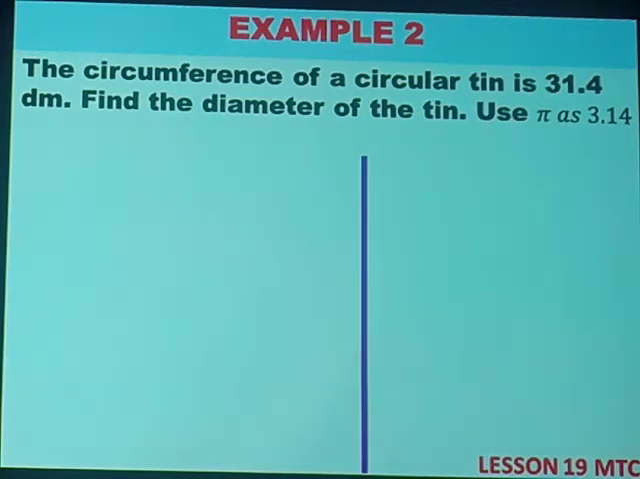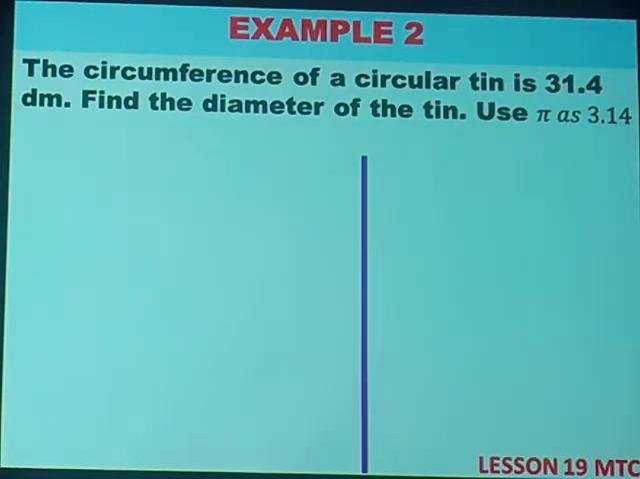We use pi as a decimal when you are dealing with numbers that are not multiples of 7. And we use 22 over 7 when we are dealing with numbers that are multiples of 7. So in this situation, looking at example 2, the circumference of the circular tin is 31.4 decimeters. Find the diameter of the tin, and we are told to use pi as 3.14.